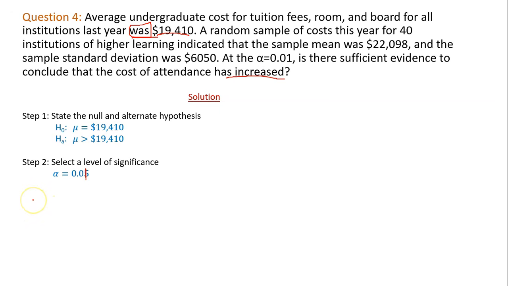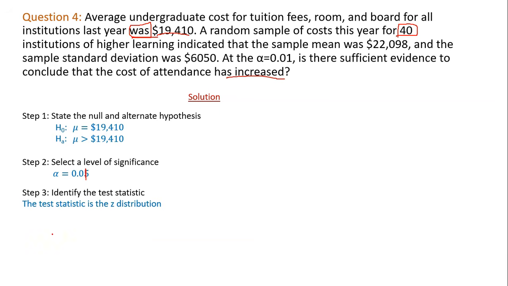0.01. Then step 3, we identify the test statistic. To identify the test statistic, we look at the question. When you look at the question, you see that the sample size is 40, which is more than 29. That is, it satisfies the condition that n should be greater than or equal to 30. So for that matter, we are using a z distribution. So we say the test statistic is a z distribution.